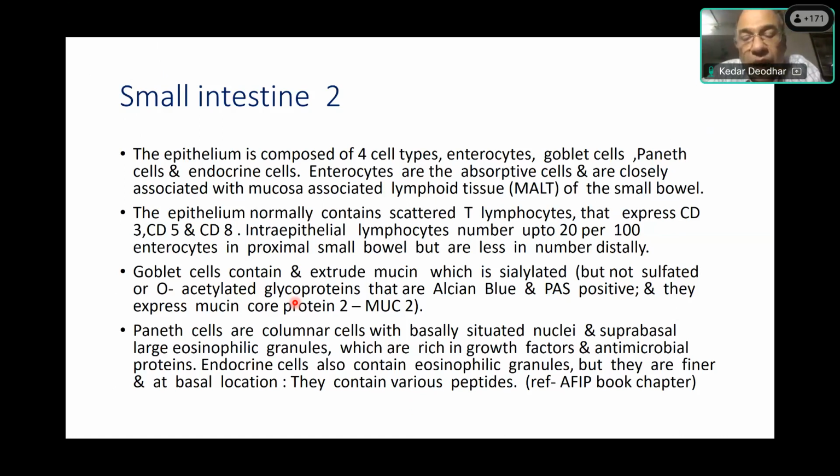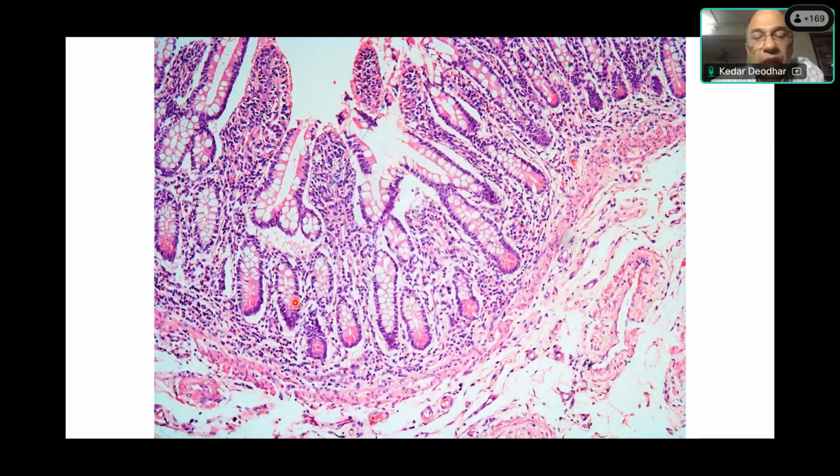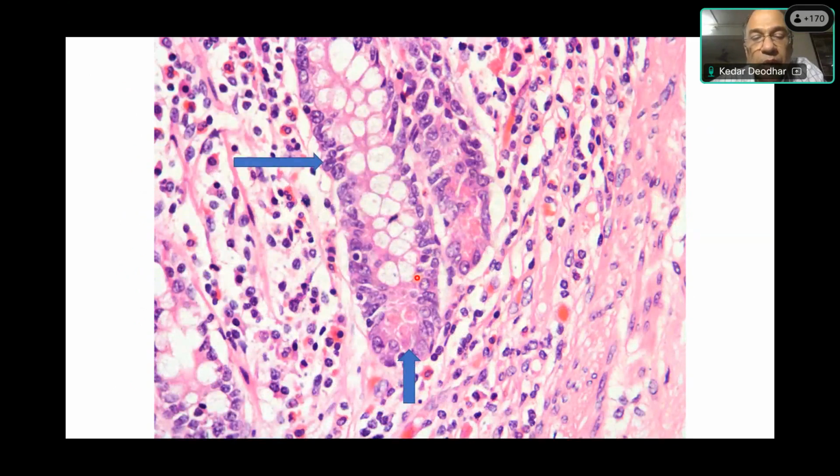We also have endocrine cells, which have infranuclear small granules, and they are finer granules. These are part of the crypts of Lieberkühn. So these are the examples of the crypts of Lieberkühn. If you go to a higher level, these are the cells. We have nuclei basally, and we have suprabasal coarse granules. These are the Paneth cells. And these are the endocrine cells, which are part of the crypts. Endocrine cells usually have very fine eosinophilic granules in the lower part of the cytoplasm.